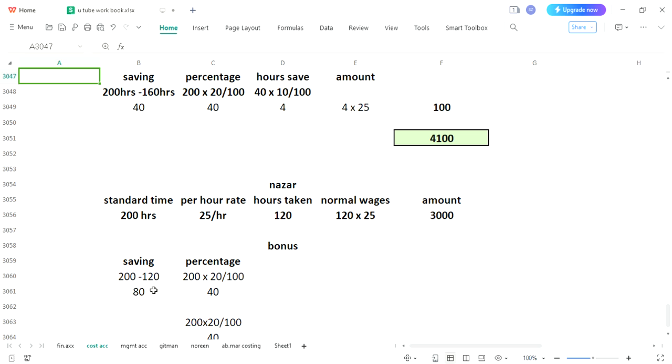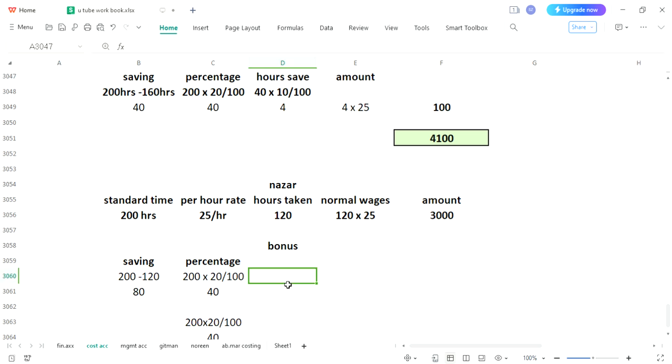It means we will take two steps. Why haven't we taken two steps in the previous part? Because the first step was 40 and total hours saved were also 40. So you will not have to take the next step. In case of Nazar, first percentage was equal to 40, total saving was 80, so we'll have to go further to accumulate it up to 80.